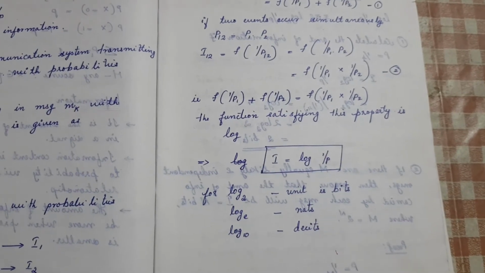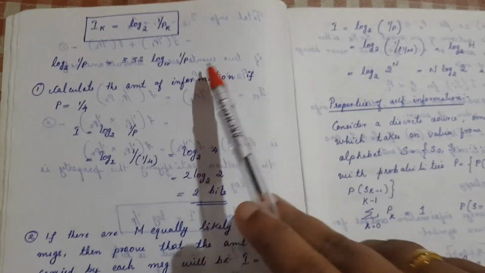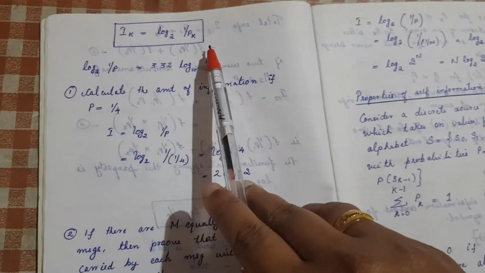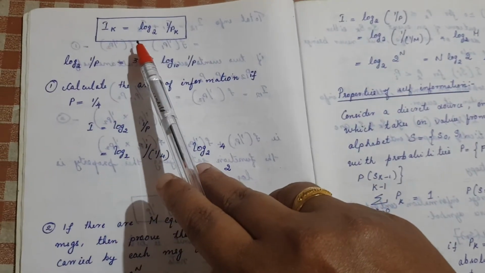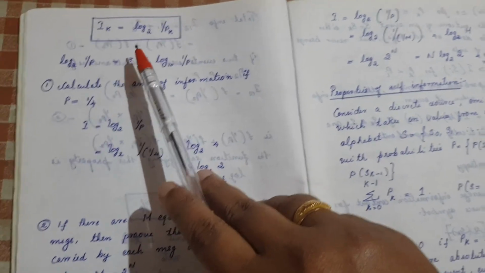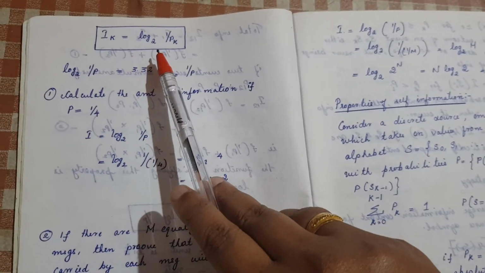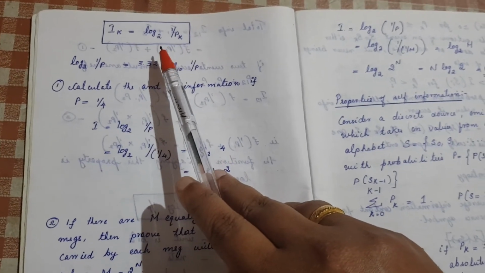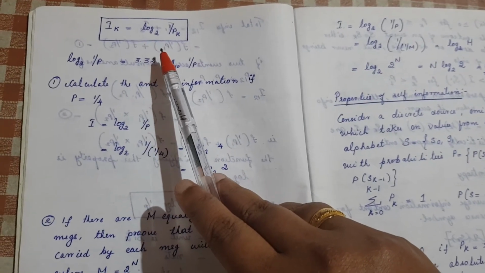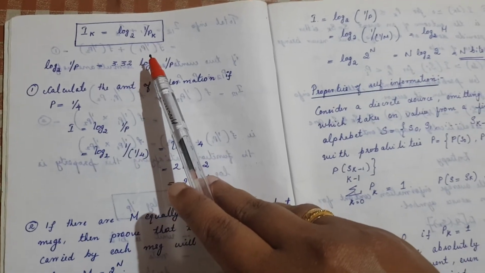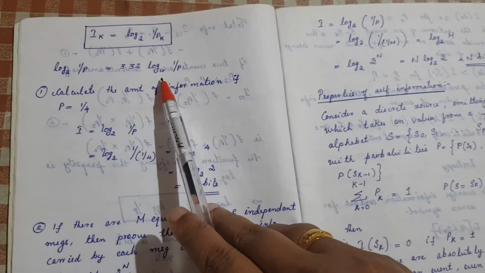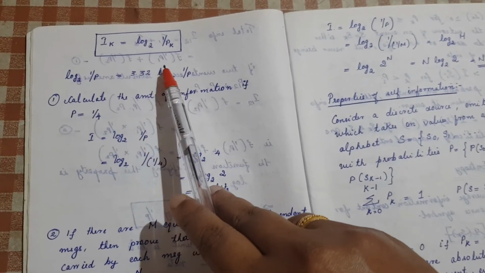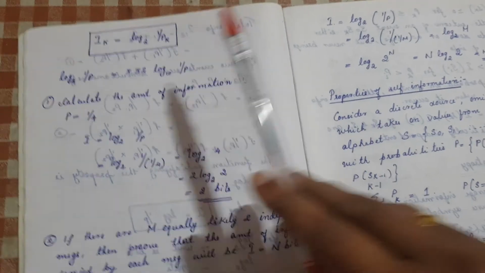So finally, we can put in a box a very important relationship between I and P, that is, IK conveyed by a message MK is equal to log to the base 2 of 1 by PK, where 2 comes into play when you're considering digital communication. And if you want to find this out on your calculator, you can write it as 3.32 log to the base 10 of 1 by P.